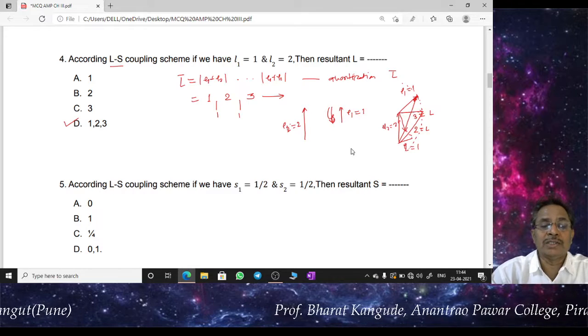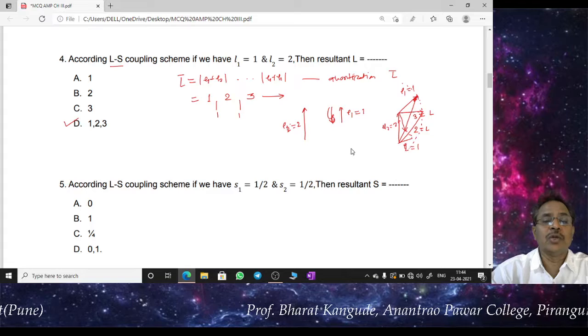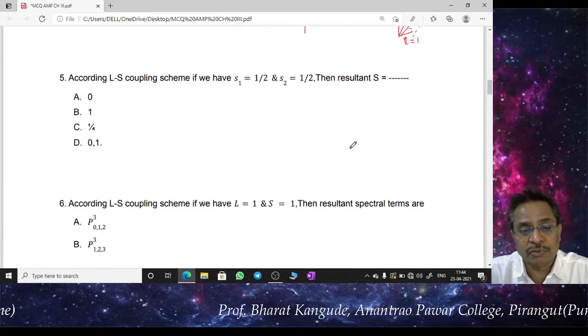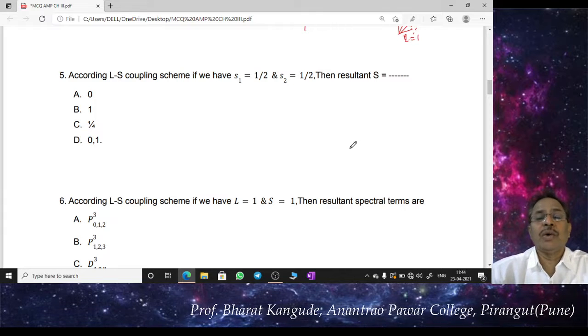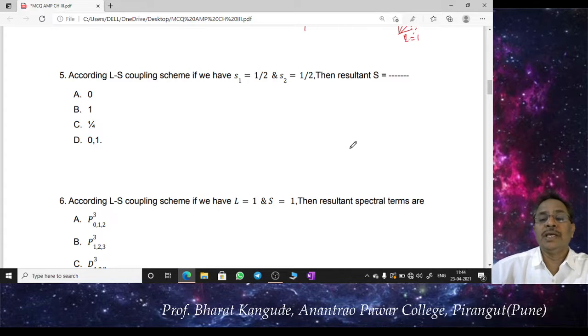So the possible addition values of this L1 and L2 in this case are shown to be 1, 2, 3, as shown in this particular example. Now question number 5. According to LS coupling schemes, we have S1 equal to 1/2 and S2 also equal to 1/2. Then the resultant.